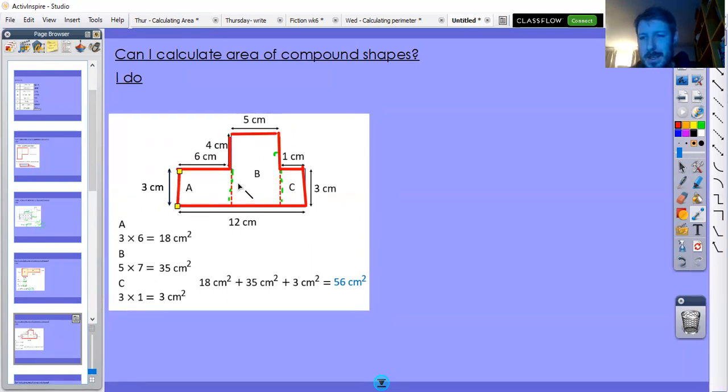And then you have to break this shape down into the smaller shapes. You have to think of it as the whole shape first, and then think, how do I break this down into smaller rectangles or smaller squares that I could find the area of? So you could find the area of this A by doing 6 times 3, 18. Find the area of this B, how?